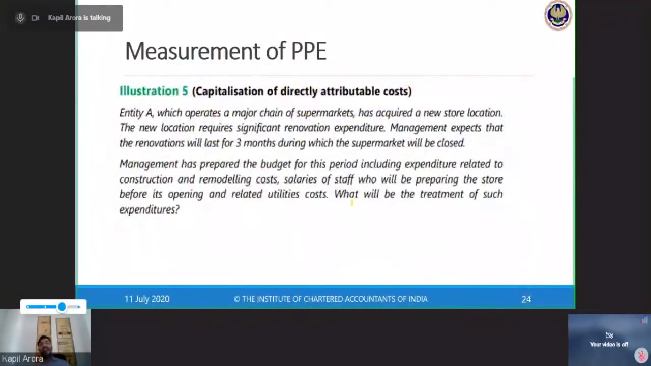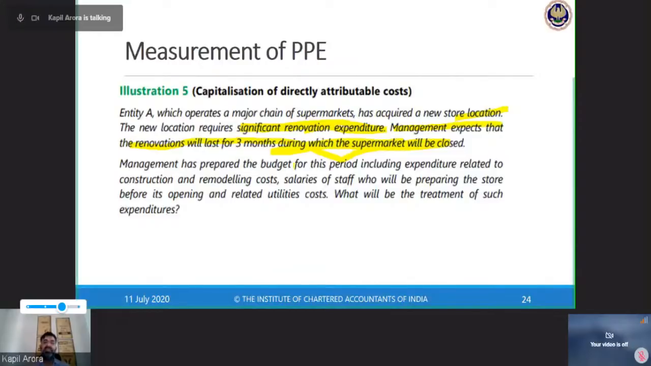Now let's look at illustration 5 also. Entity A, which operates a major chain of supermarkets, has acquired a new store location. The new location requires significant renovation expenditure. Here we are not talking about anything from the older one. Here we are talking about the new property. Management expects that renovation will last for 3 months. During this time the supermarket will be closed.